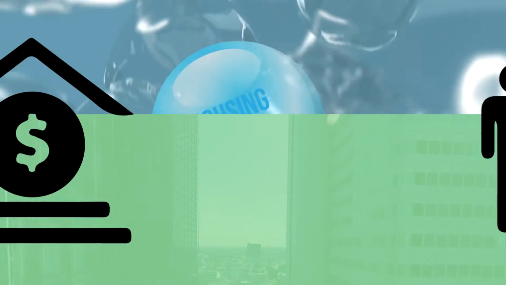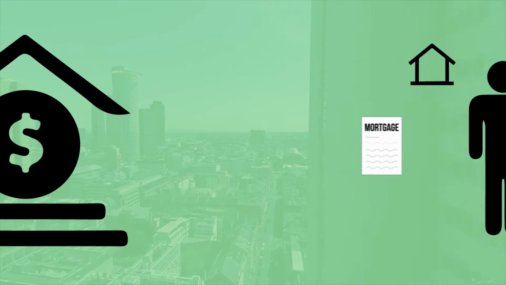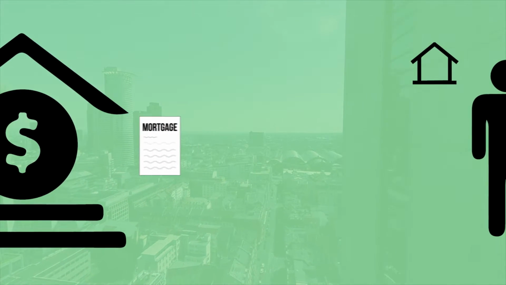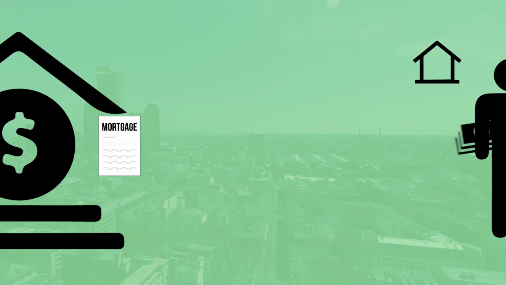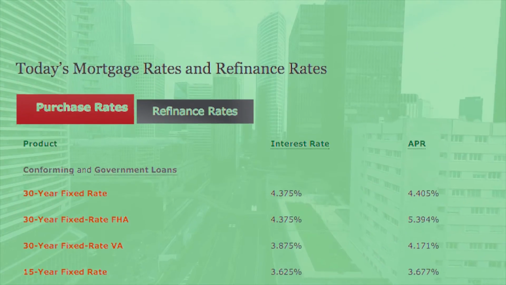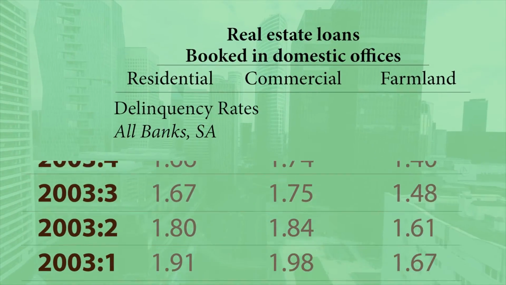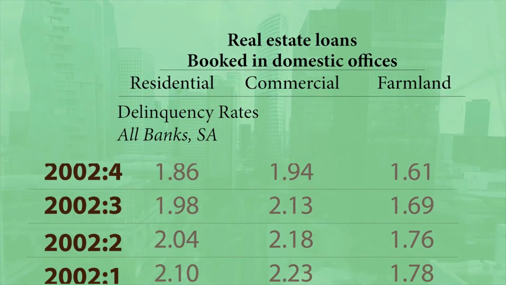People borrow money from a bank to buy a house. In return, the bank gets a piece of paper called a mortgage, and every month that person has to pay back a portion of that loan plus interest. For a bank, this is considered a good investment because the interest rates are high, and in the early 2000s, it was a common belief that homeowners almost always paid back their mortgage loans.